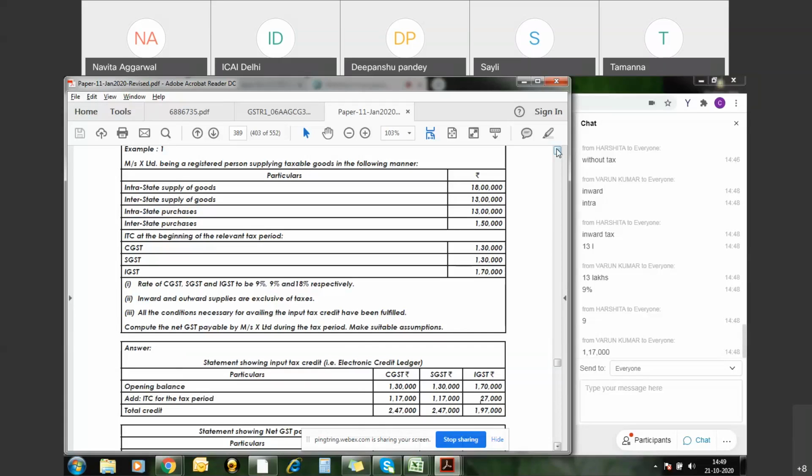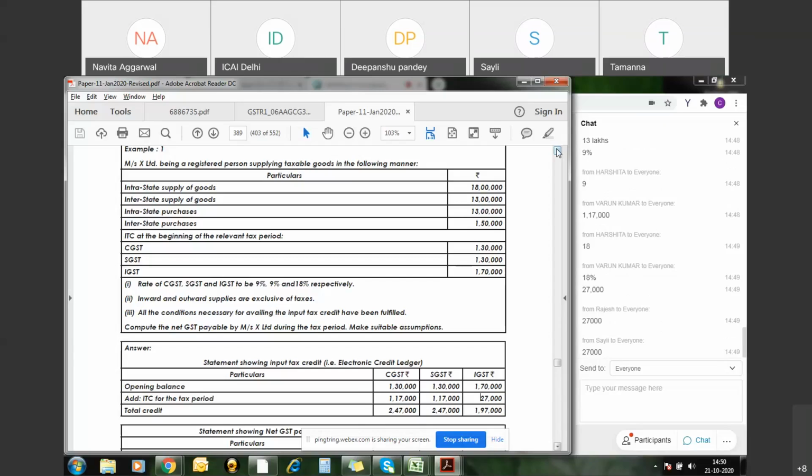Similarly, we will work out the ITC available under IGST. There is an interstate purchase of 1,50,000. So what is the rate of IGST? It is 18%. Now 18% of 1,50,000, how much does it come to? Calculate it. Correct. So this is the same figure you can see under the IGST column. Thank you all for confirming.